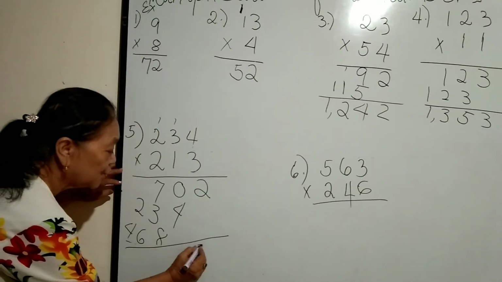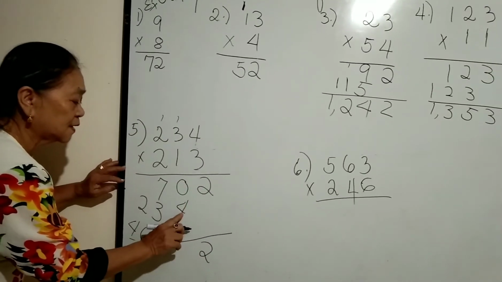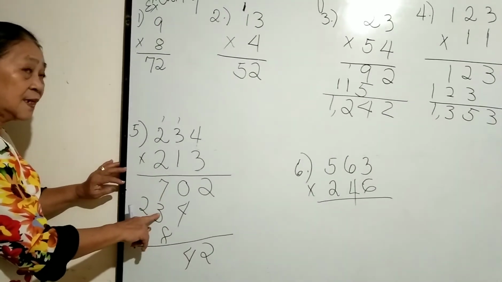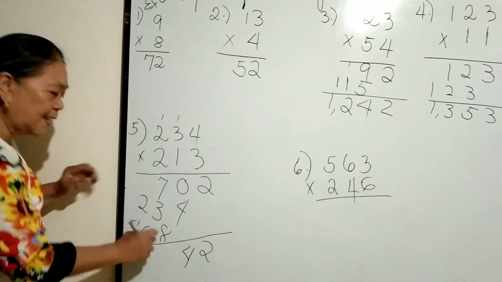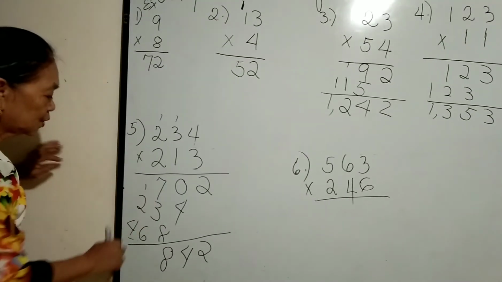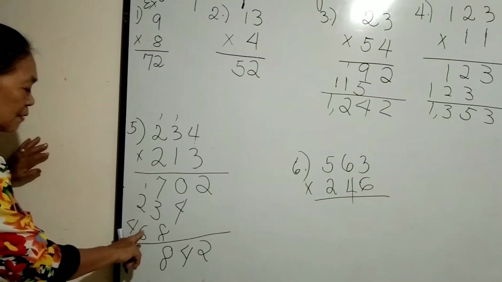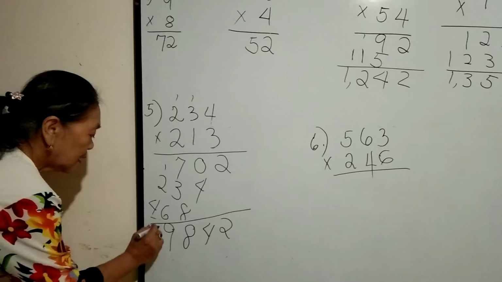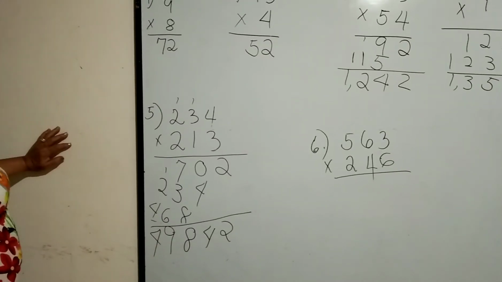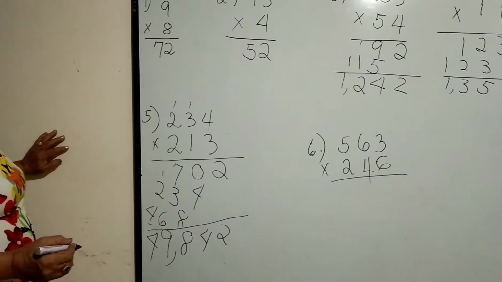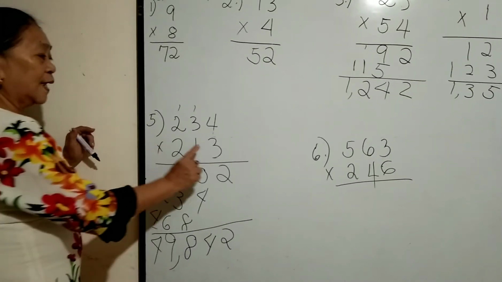Then bring down 2. 0 plus 4, 4. 7 plus 3, 10. Plus 8, 18. Carry 1. So 1 plus 2 is 3 plus 6, 9. Bring down 4. So the answer is 49,842.